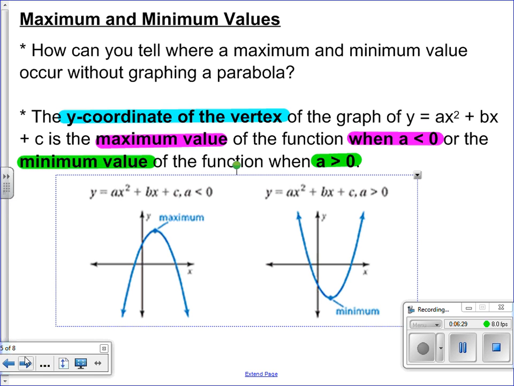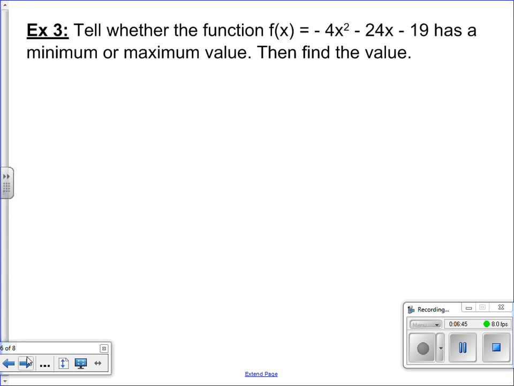When a is less than 0, it's going to look like this, and the y value of the vertex will be a maximum. And when a is greater than 0, because the parabola is opening up, then the y value of the vertex is a minimum, because that's the lowest point on the graph instead of the highest point.